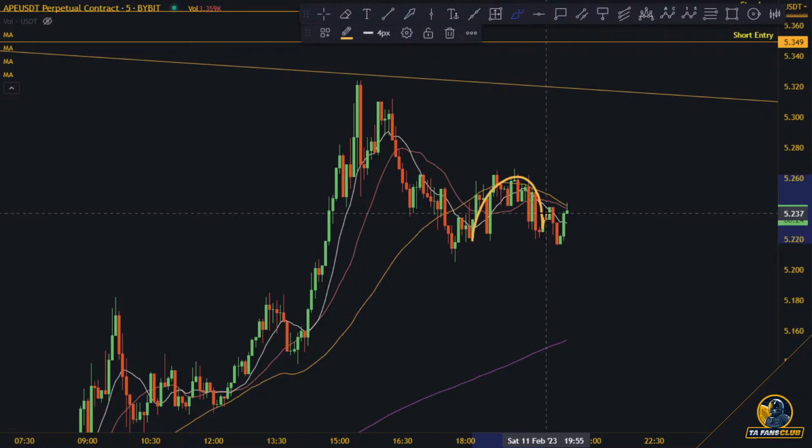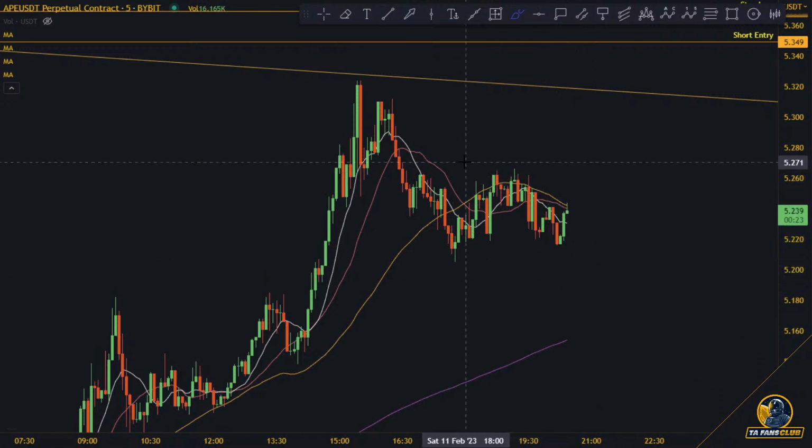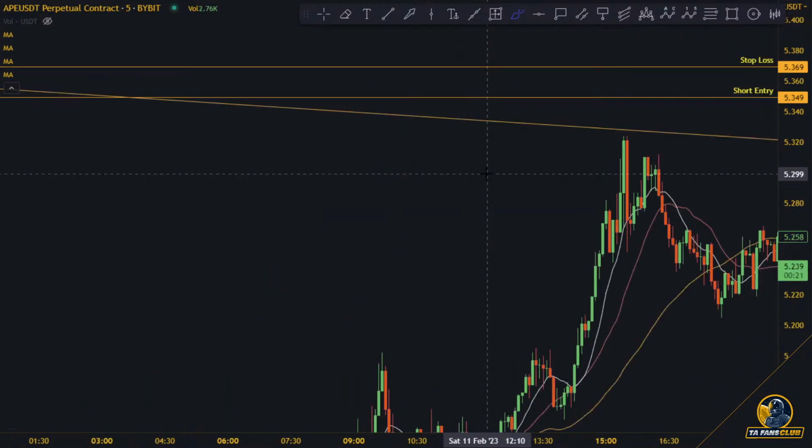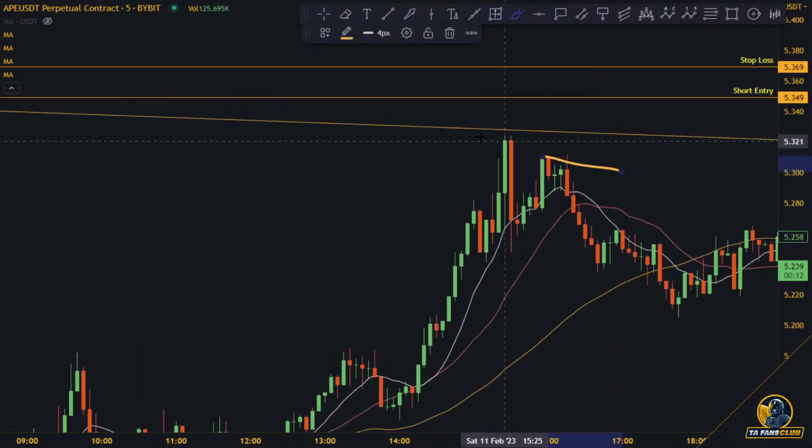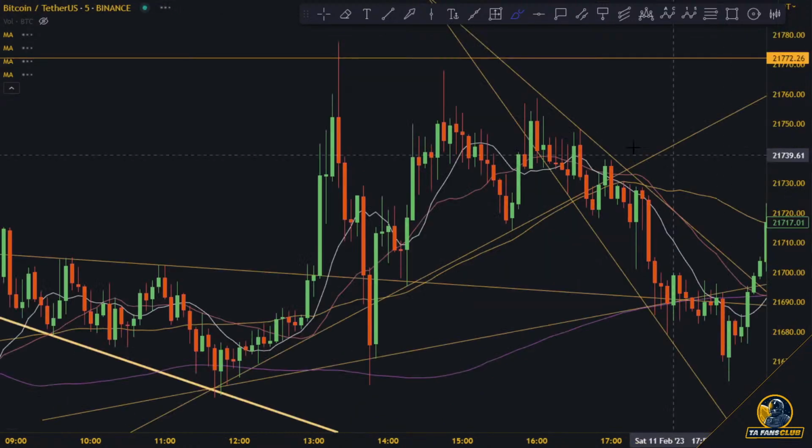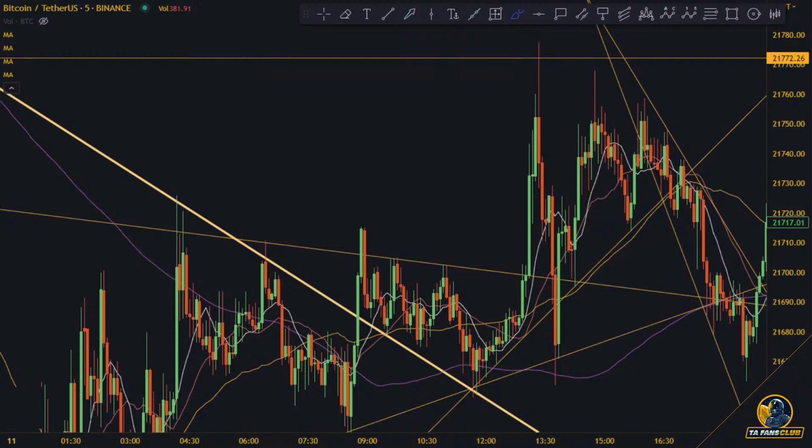Right now, it's doing this curvature move up here. Might be some kind of nice short over here. I don't know. We're gonna check out what kind of entries we can find. Like the center plan said, micro moves on the charts right now. Bitcoin has been ranging between 0.2 and 0.6 the entire day. Literally no movement.